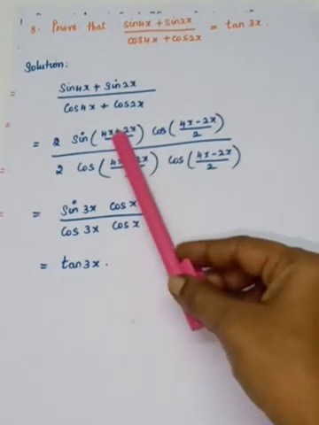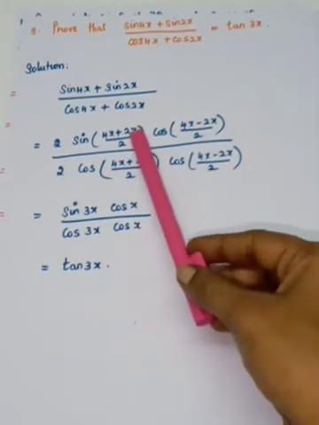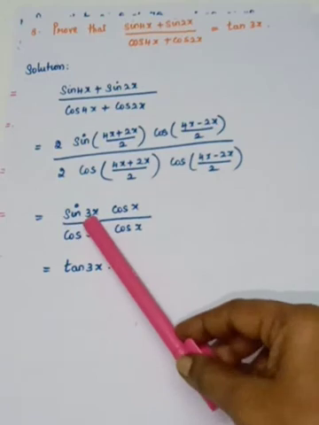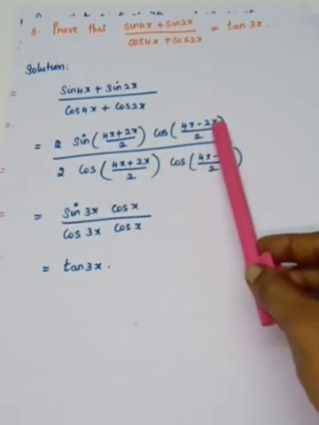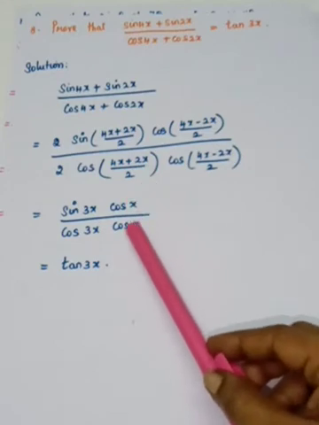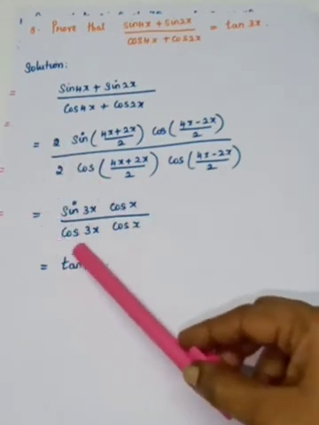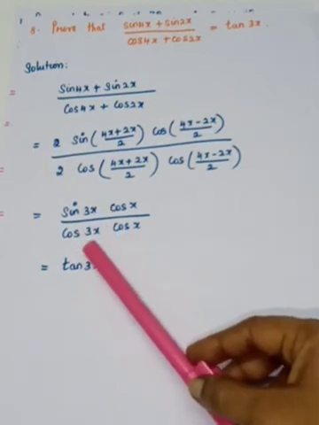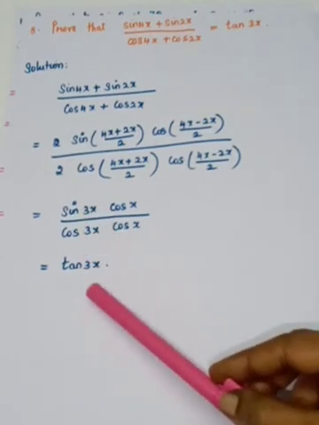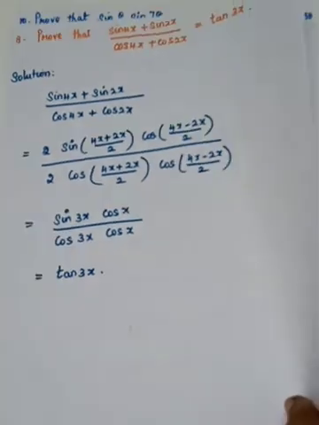So if you simplify this, your answer is 3x. 4x plus 2x is 6x. 6x by 2 is 3x. And here 4x minus 2x is 2x. 2x divided by 2 is x. So cos x gets cancelled and this 2 gets cancelled. So you will have sin 3x by cos 3x. So sin 3x by cos 3x is tan 3x. So the 8th problem we have completed.